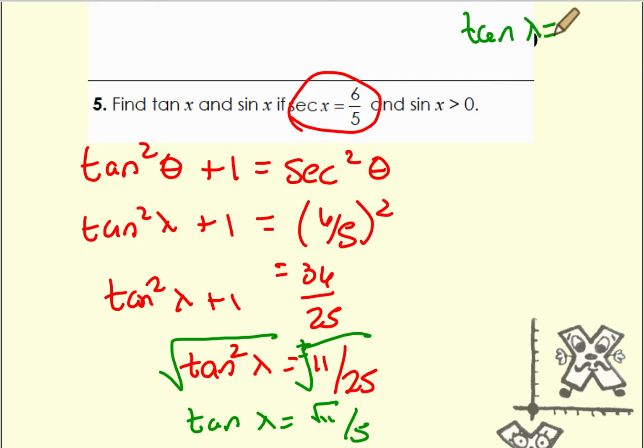Okay, now, do I need the plus or the minus? So is it supposed to be positive value or is it a negative value? Well, to figure that out, I look back at what we know. We know that sine is positive in quadrants 1 and 2, and that the secant is also positive. So the only place sine and secant are both positive is in quadrant 1, which means I only want the positive root of the tangent. So this would be square root of 11 over 5.